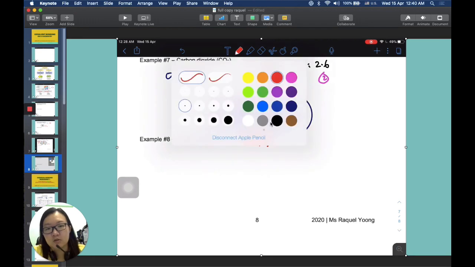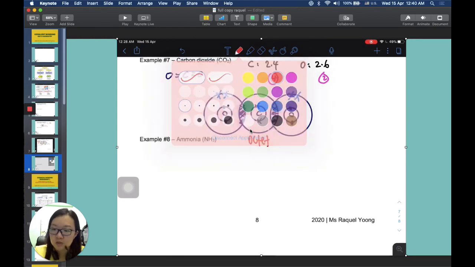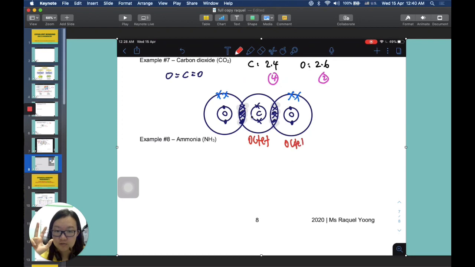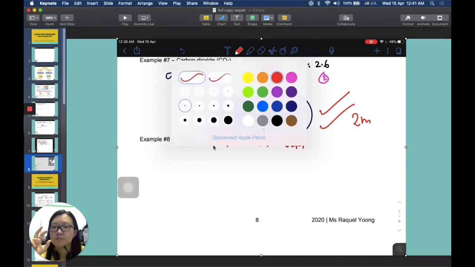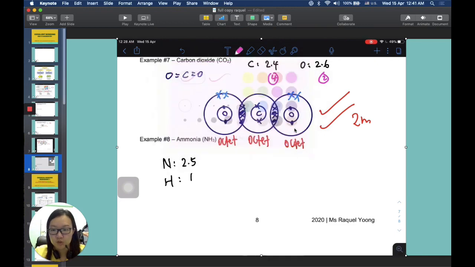Then final step, we check whether everything is octet. So over here, around the carbon atom, there's 1, 2, 3, 4, 5, 6, 7, 8. 8 electrons, so it's octet. So this part here is stable. So now we just need to fill in the oxygen part. So 1, 2, 3, 4, 5, 6. Stable also. Likewise for this oxygen. If you find that I went too fast, you can always scroll back to the video and watch again.